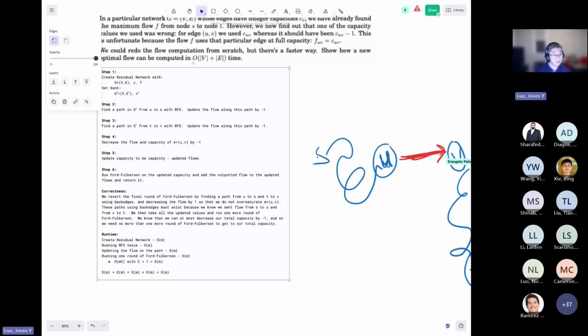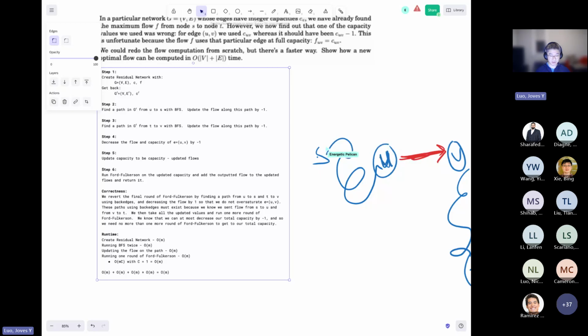Okay. So we are going to run on our residual network BFS from U to S. Now we know that there is going to be a path from U to S because U to V is saturated, right? And because U to V is saturated, we know that there has to be a bunch of back edges that leads from U to S. So we're going to run BFS going this way, okay?